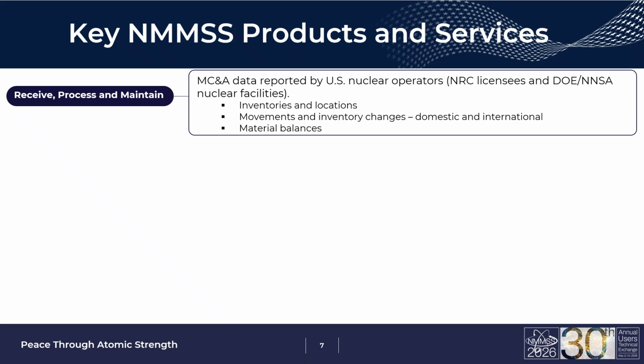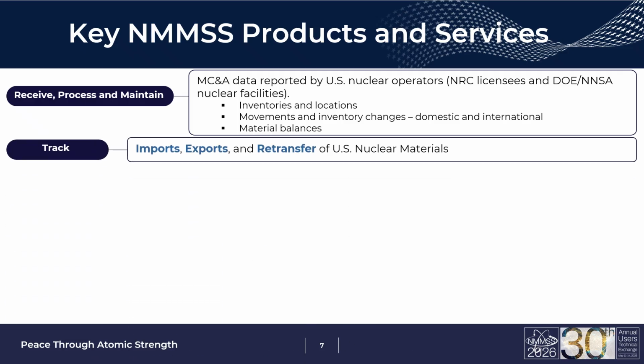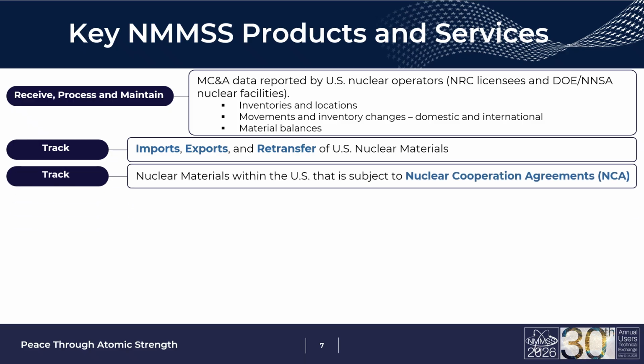What are some of the key services and products provided by NMMS? NMMS receives, processes, and maintains MC&A data reported by U.S. nuclear operators, including inventories, material movements, both domestic and international, and material balances. NMMS tracks the import, export, and retransfer of U.S. nuclear materials. NMMS tracks nuclear materials in the U.S. that are subject to nuclear cooperation agreements called NCAs.